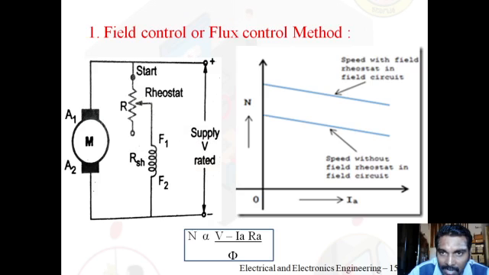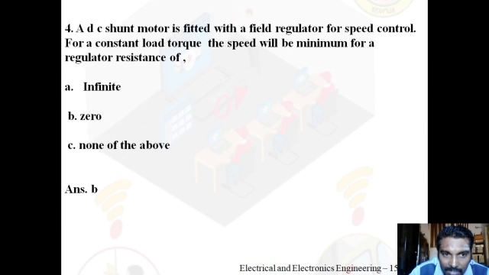Here you can go for the graph. If you observe, for R equal to 0, it is N0. For R equal to R1, it is N1. Further, if I increase R to R2, again I will get a higher value N2. Therefore, the speed is minimum at R equal to 0. So the answer is option B: whenever the regulator resistance is 0, the speed will be minimum.